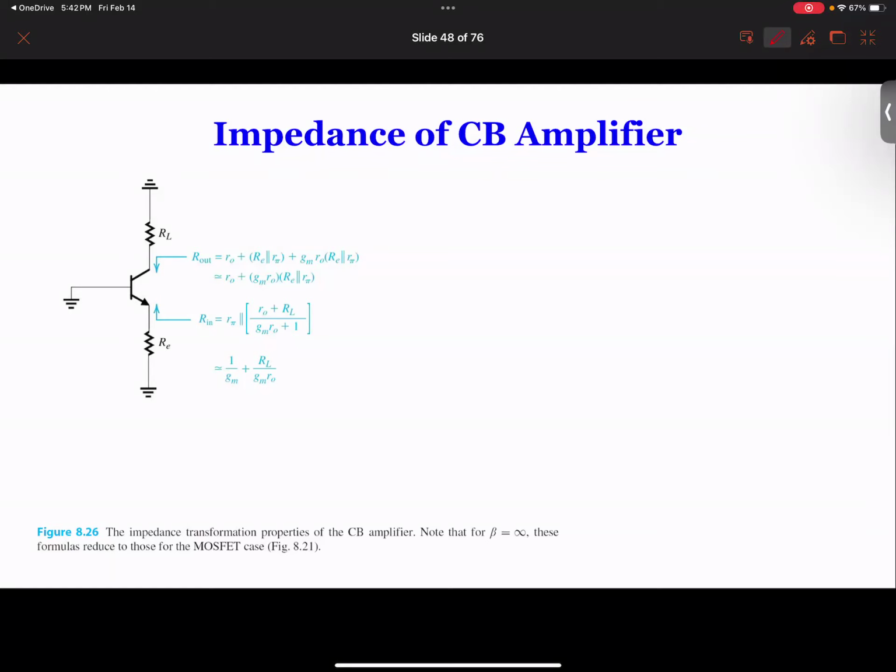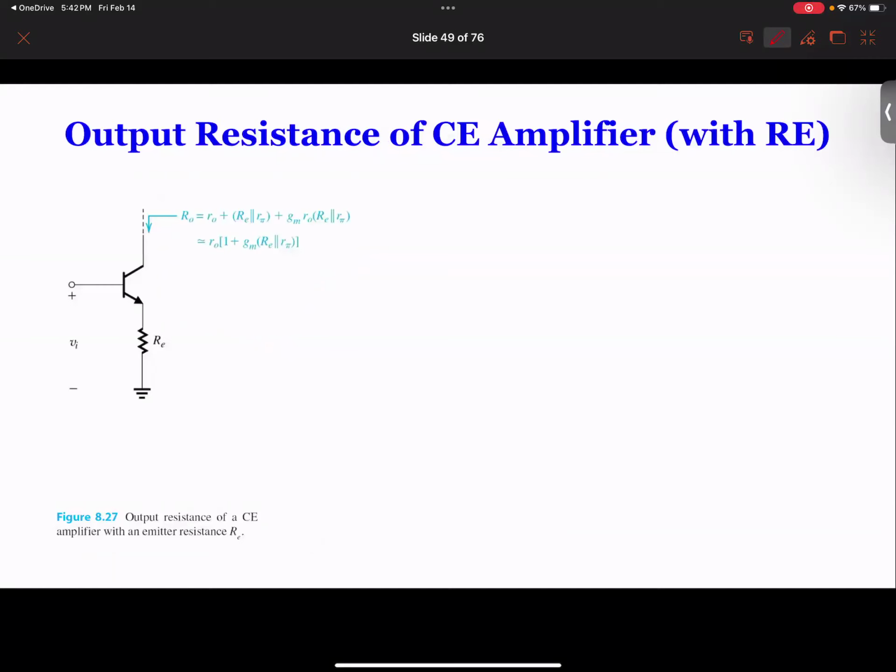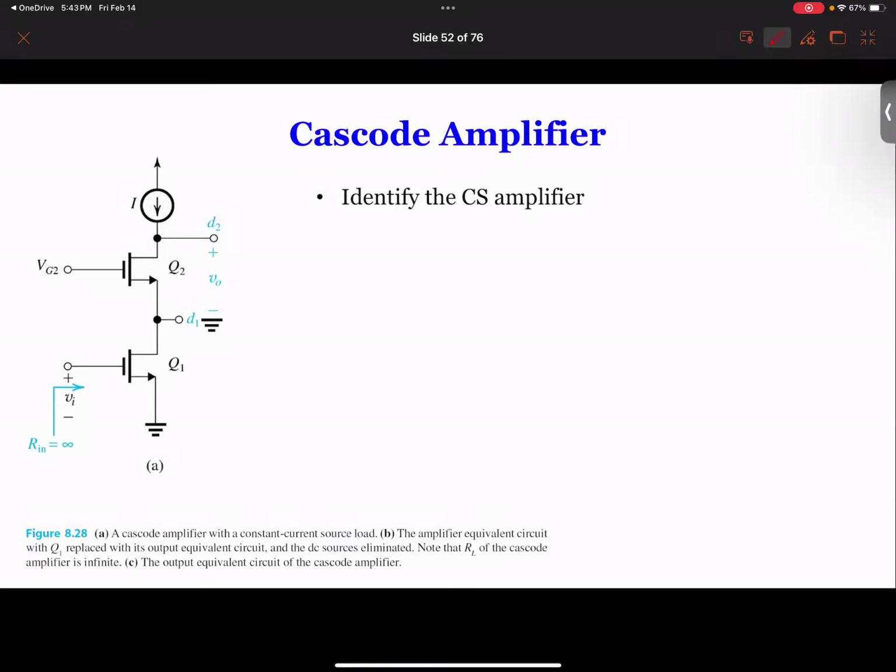And then similarly, for the common emitter amplifier with RE at the base, we can also find that the output resistance also increased quite a bit, because of the impedance transfer property. So these are really just for your information. It's not going to be on the exams. Okay, so that's a good thing.